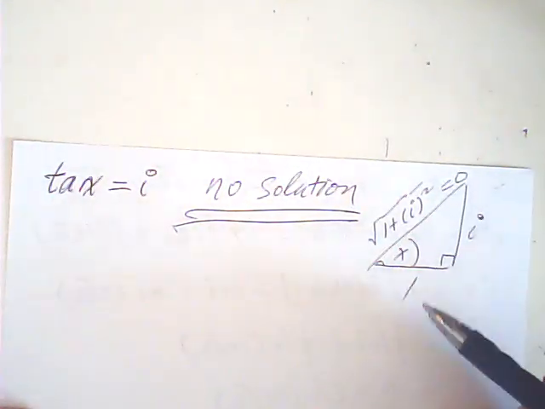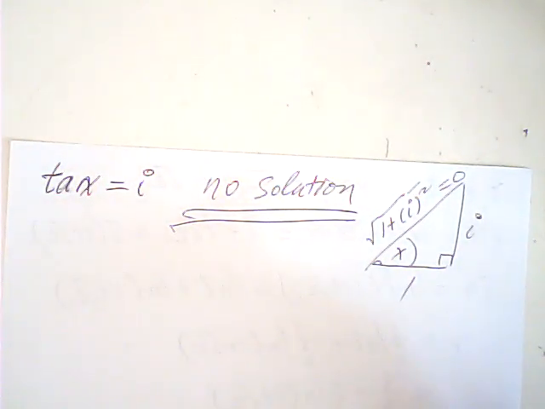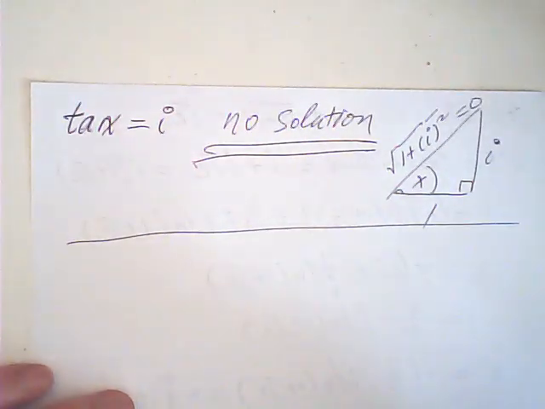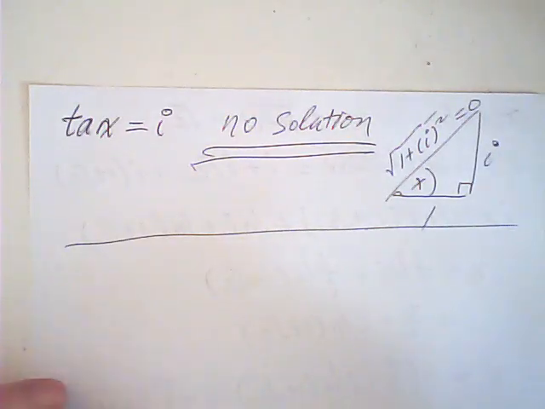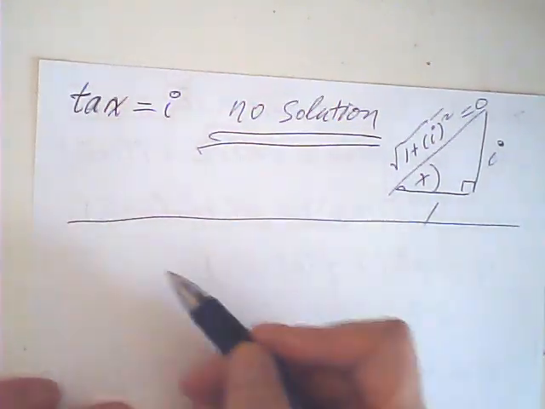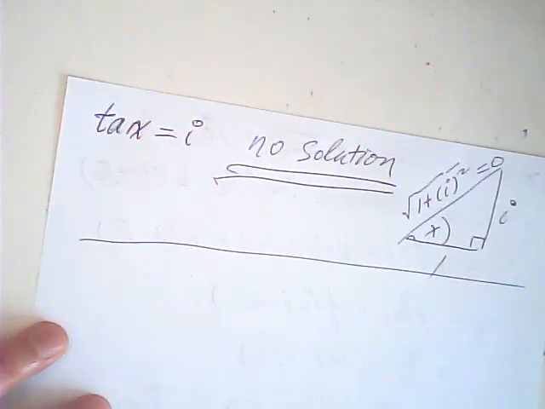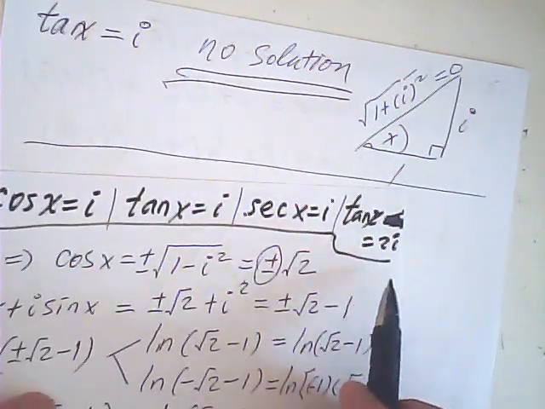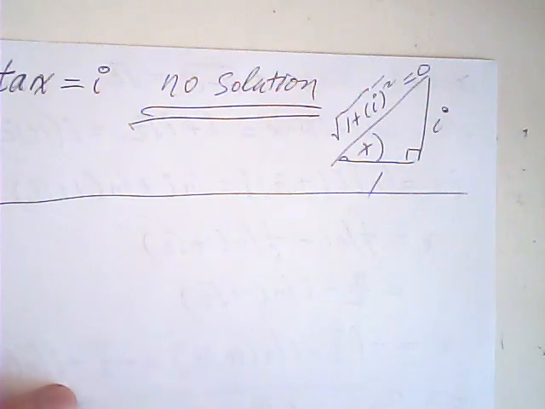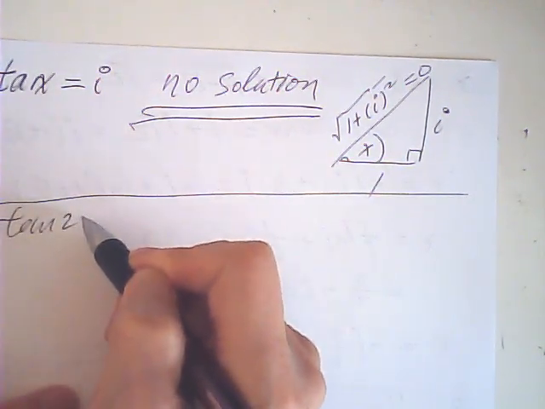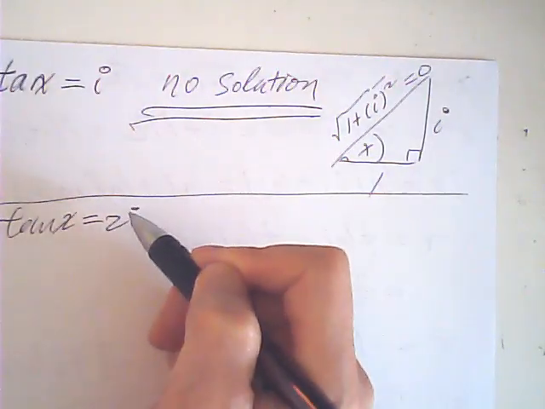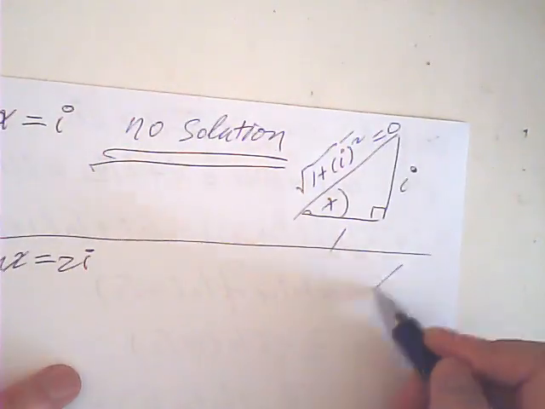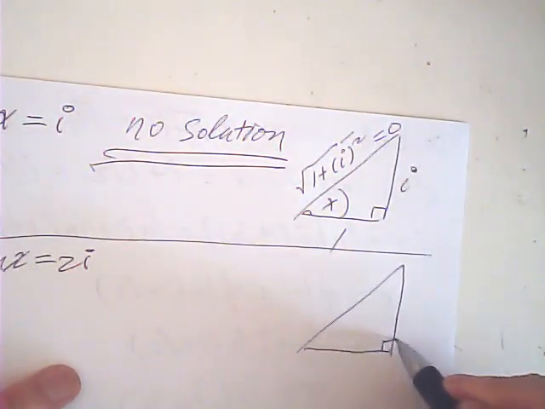Because the sine cosine is not defined. It's a very, very, very nice way to get the solution. But as I said in the beginning, we discussed cosine tangent equal to i. That's different. If tangent x is equal to 2i, then this will be different. The sine cosine is defined.